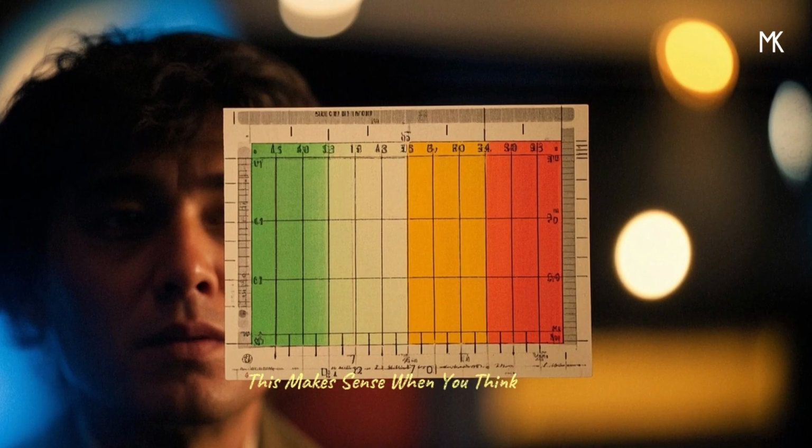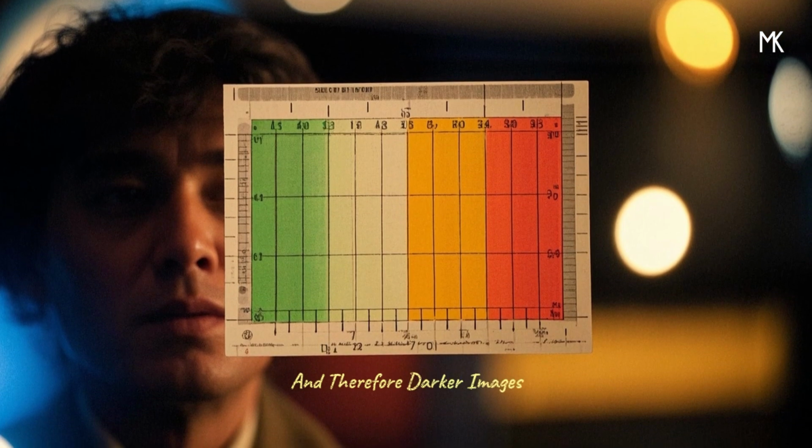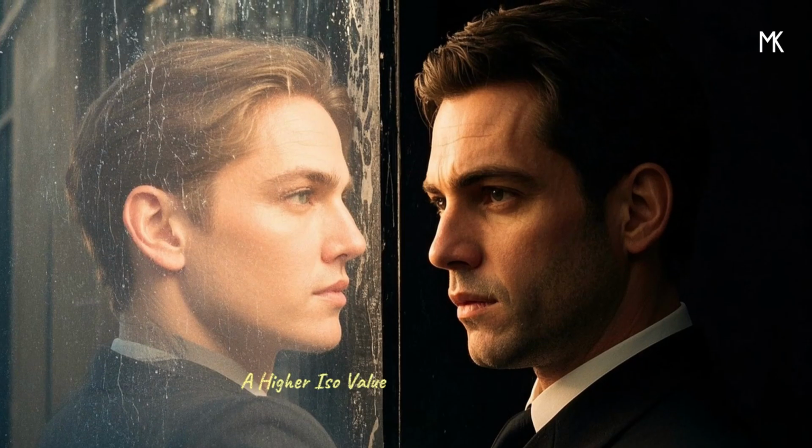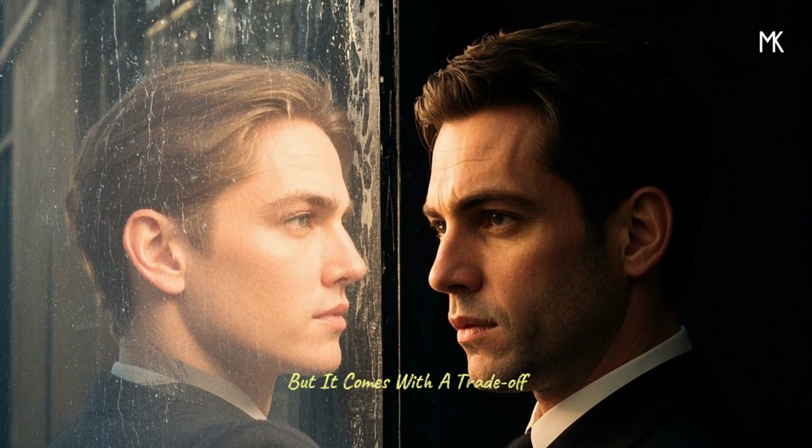This makes sense when you think about it. Lower ISO value means less sensitivity and therefore darker images. A higher ISO value means more sensitivity and therefore brighter images. It comes with a trade-off, which is noise.